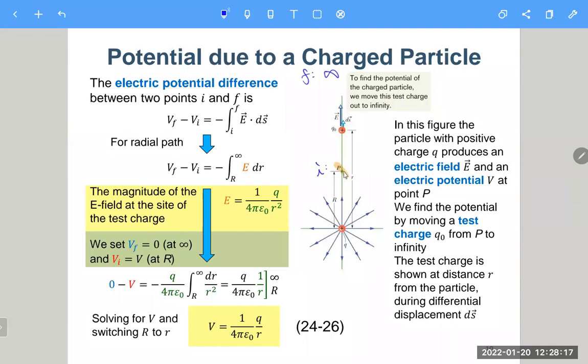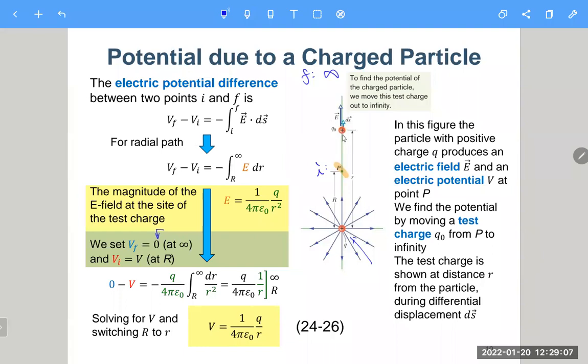And also we let Vf be zero. Usually we define the electric potential to be zero infinitely far away. And this point is what we are concerned with, so we call it V. So on the left side, we have zero minus V, which is negative V. And on the right side, we have this line integral. As you can see here, suppose we have a positive charge. Actually, we consider the electric field generated by this charge rather than the test charge.